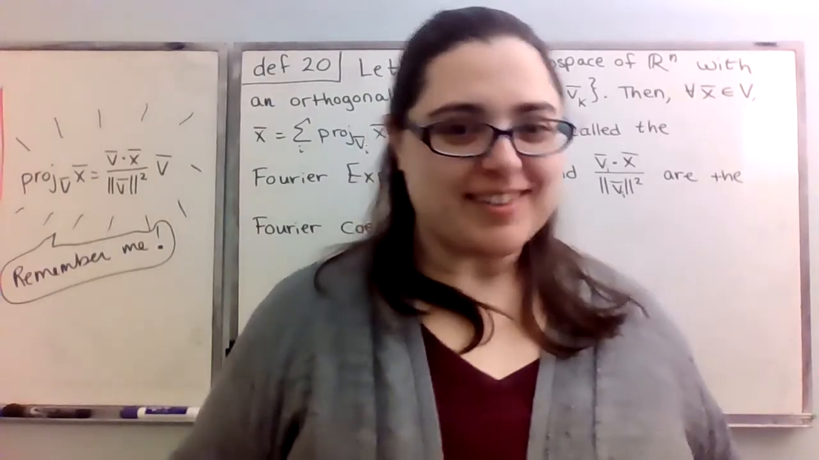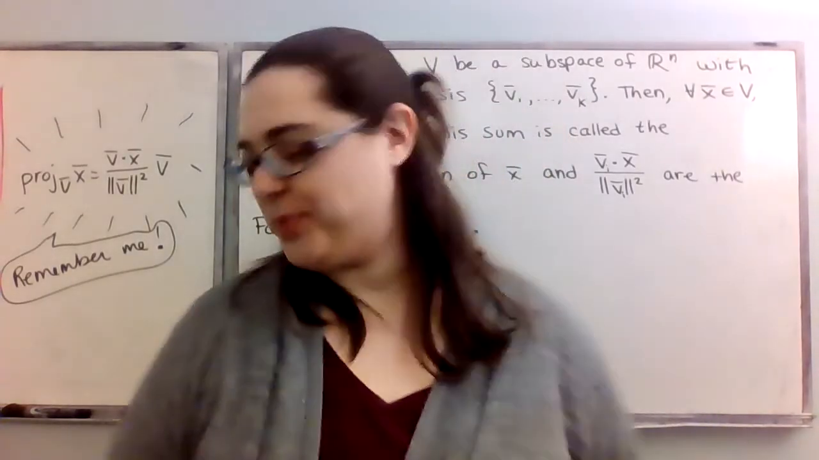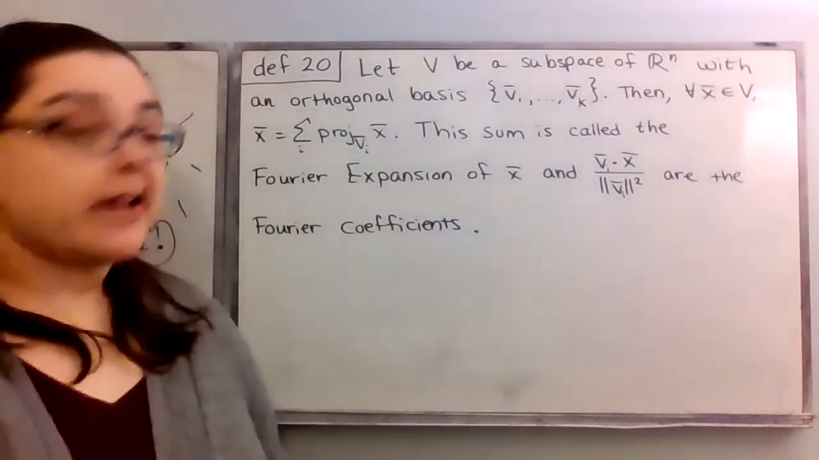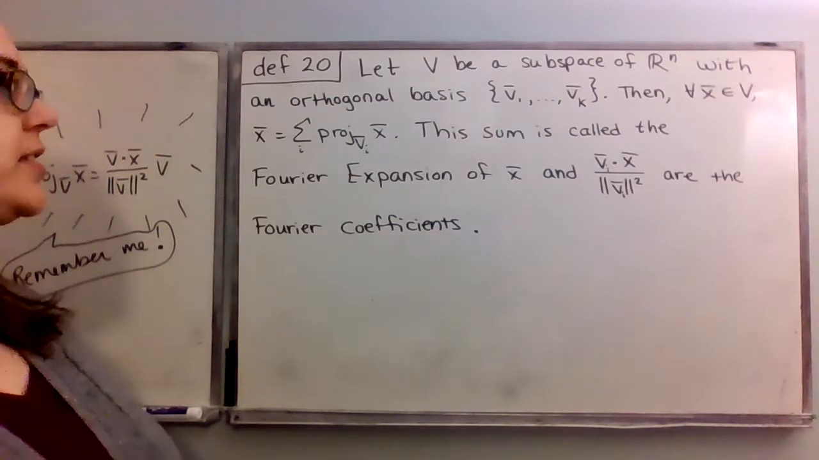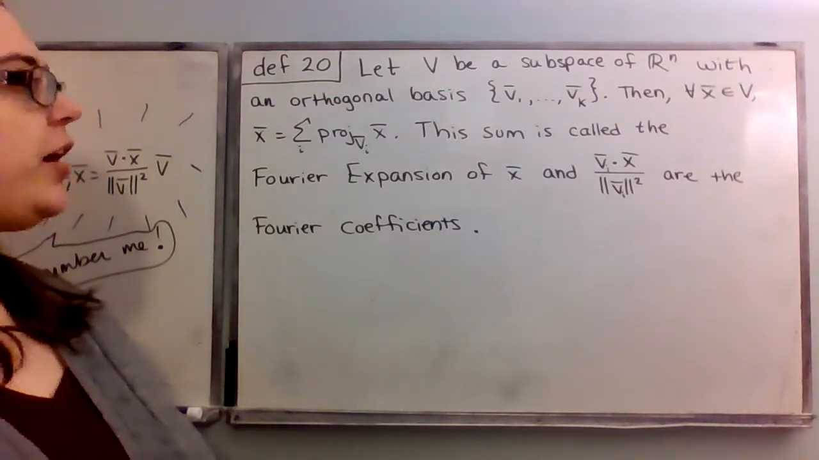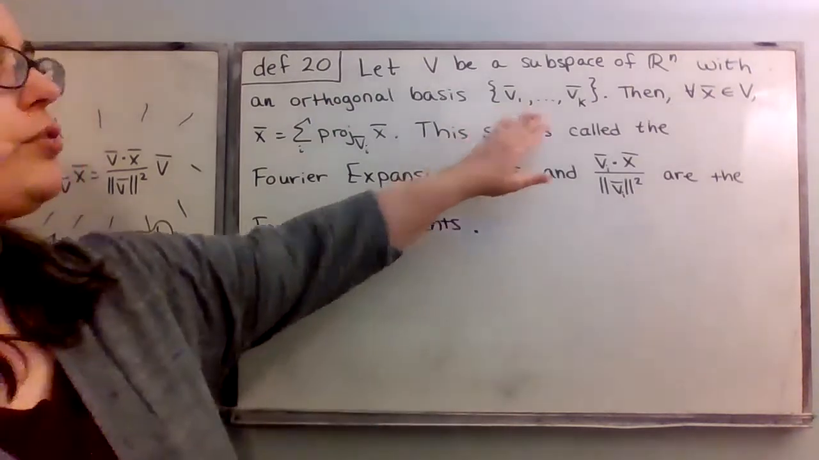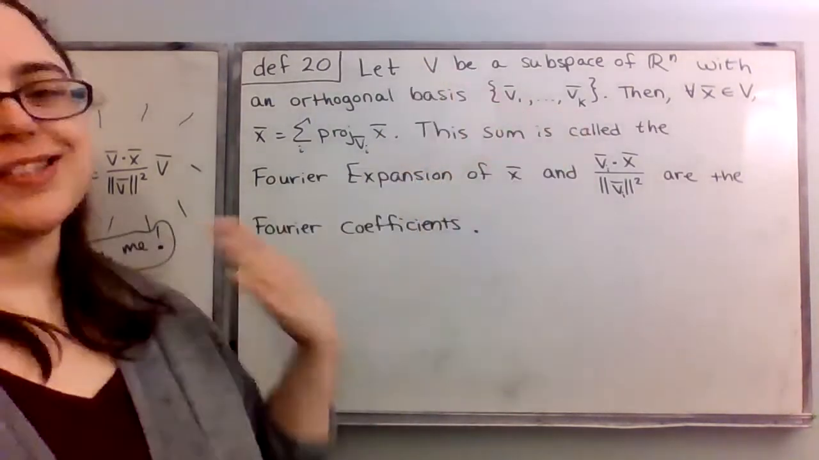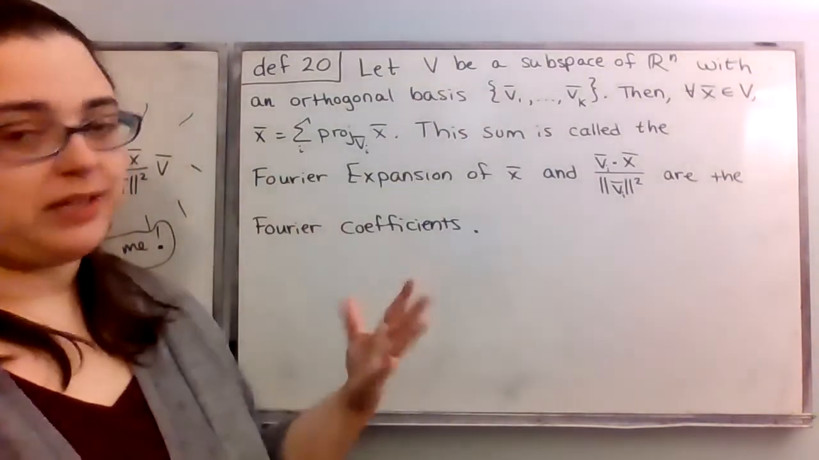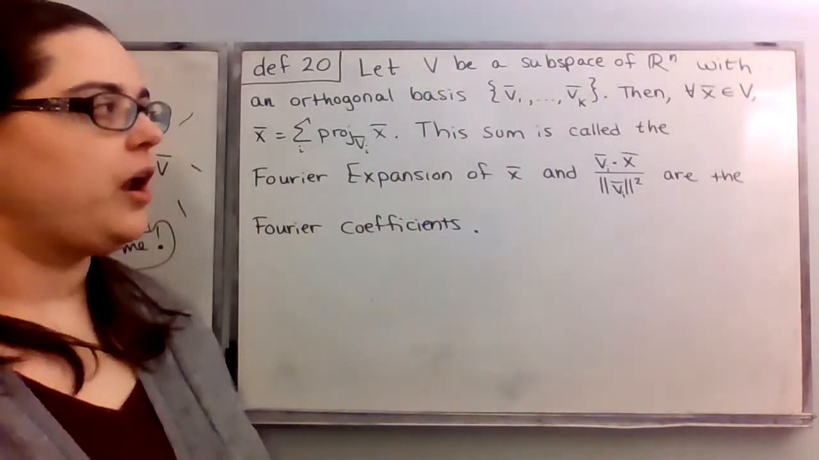All right, we came back. So here is definition 20. I'm going to get out of the way in case you want to pause it and write it down. But here's what it says. We're going to let V be a subspace of Rn with an orthogonal basis V1 through Vk. Because V is a subspace, it doesn't have to have n vectors in its basis. It could be n or fewer.